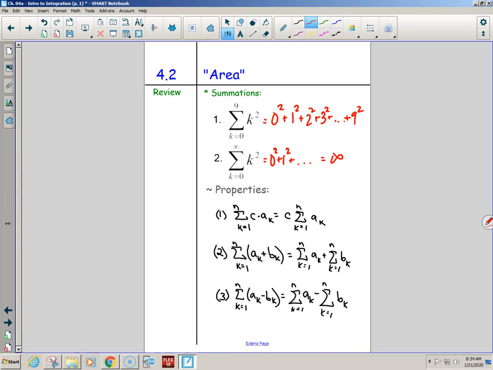Because if you add like all of these guys, a sub 1 plus b sub 1, a sub 2 plus b sub 2, a sub 3 plus b sub 3, or a sub 1, a sub 2, a sub 3, b sub 1, b sub 2, b sub 3. Addition is commutative, so I can totally do that. Subtraction is commutative. I can totally do that. I can switch around the orders.